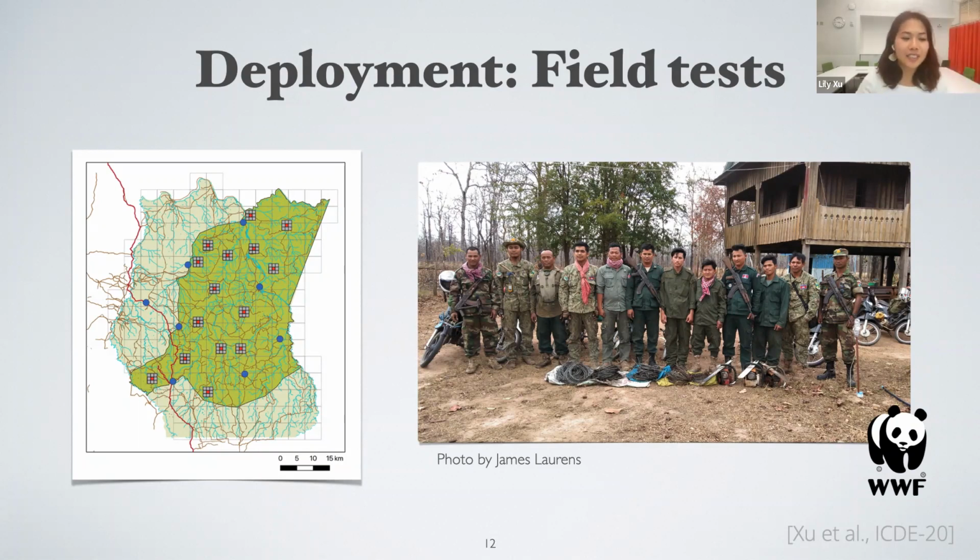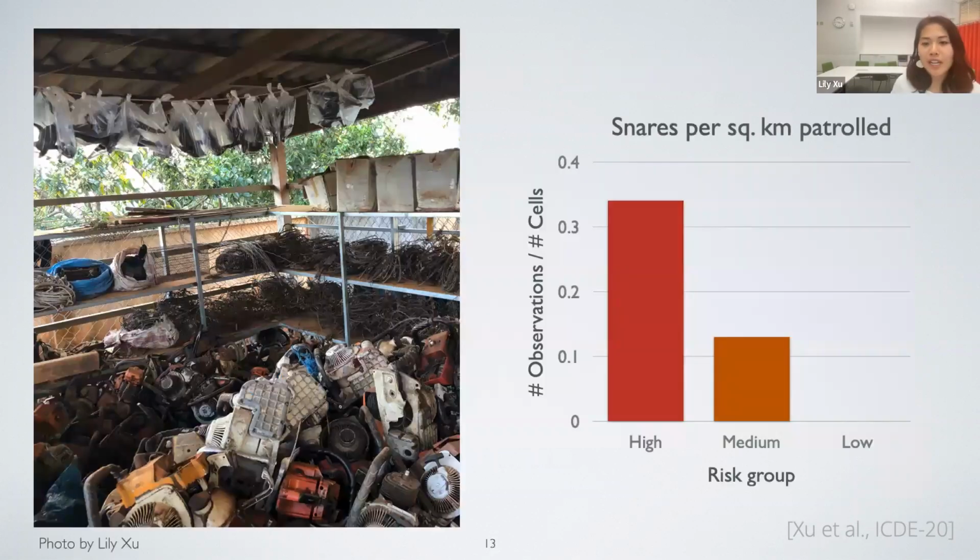And also that we kept it a blind experiment by not informing the rangers of the relative risk prediction of each of these areas. So on the right here is a photo of rangers coming back from a 4-day patrol with all of these rolls of wire snares that they removed from the park, along with 3 chainsaws that they confiscated from illegal loggers.